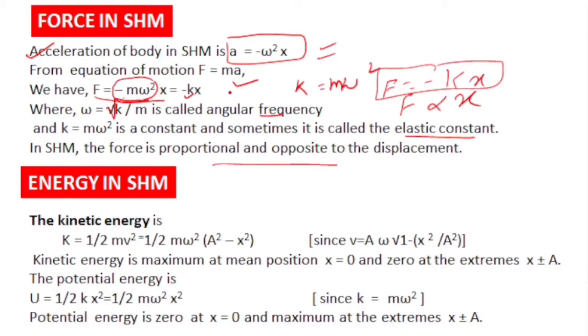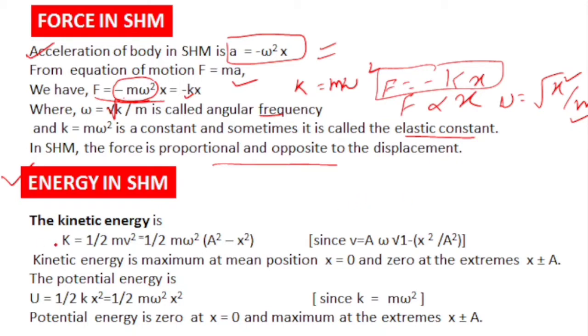And how do you derive this one? Using acceleration and Newton's second law of motion, you derive F equal to minus kx, where k is m omega square and omega becomes under root k by m. You remember this formula, omega equal to under root k by m. k is the spring force constant, m is mass of the particle. Now next one is energy in simple harmonic motion. When a body executes simple harmonic motion, it may have both types of energy, kinetic energy as well as potential energy, right? So at which position is kinetic energy maximum, potential energy maximum, what is the value of total energy at any time?